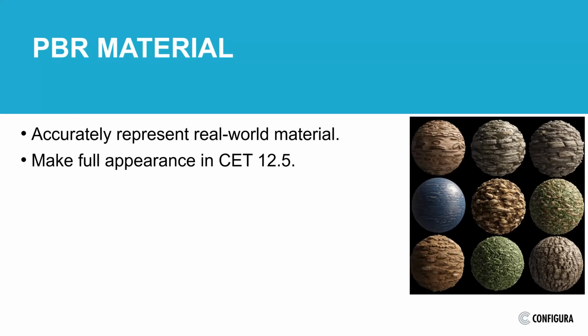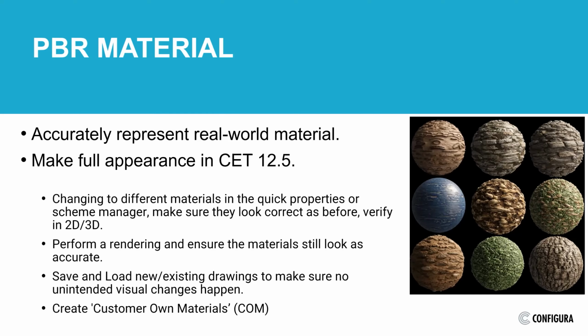Now, you will get the code base in the latest minor release. By ensuring that everything still works fine and CET works top notch for you, we recommend these test instructions. Change to different materials using your manufactured products in the quick properties, or if you have a scheme manager, please do it. Make sure they look correct as before in terms of the materials and verify in 2D or 3D space. All you have to do is make sure all of your colors and materials still look as accurate as before.